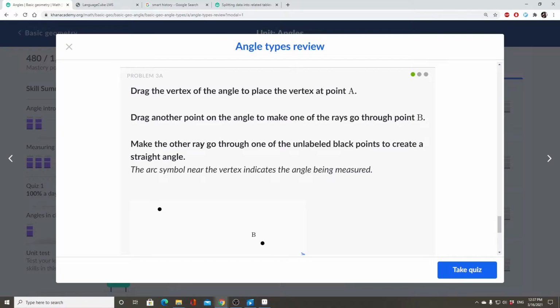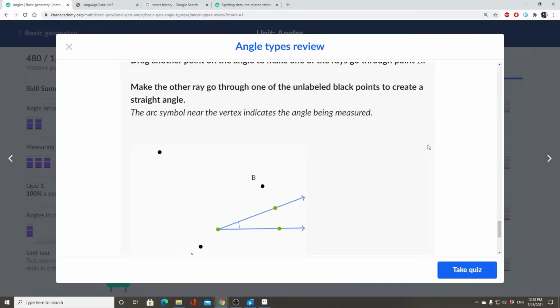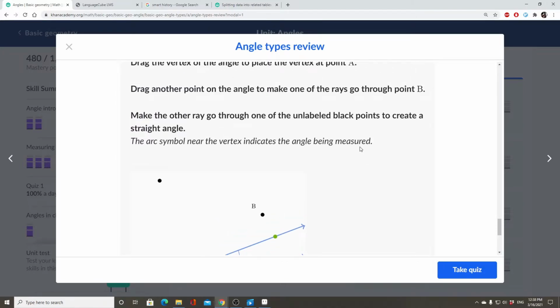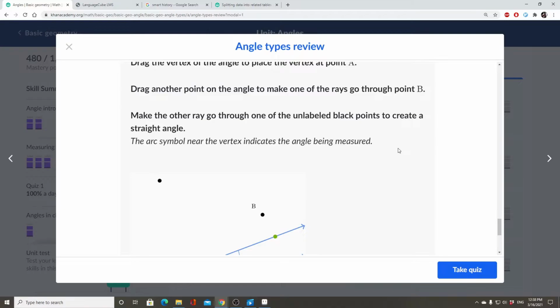Drag the vertex, so that's the starting point, to place the vertex at point A. Drag another point on the angle to make one of the rays, so that's one of the emanating lines from the vertex, to go through point B. Make the other ray go through one of the unlabeled black points to create a straight angle. Okay, sorry, I gotta read that again.